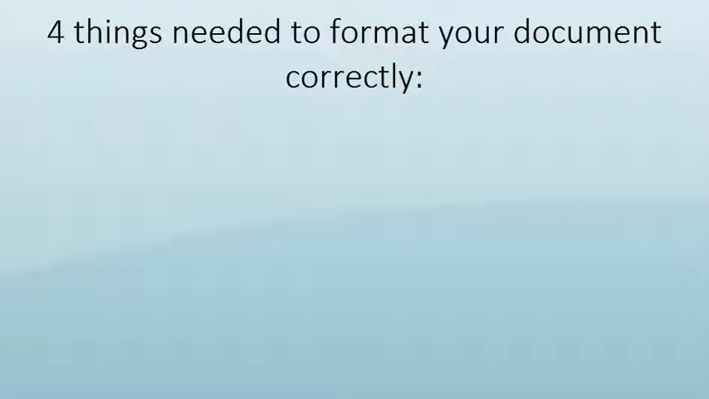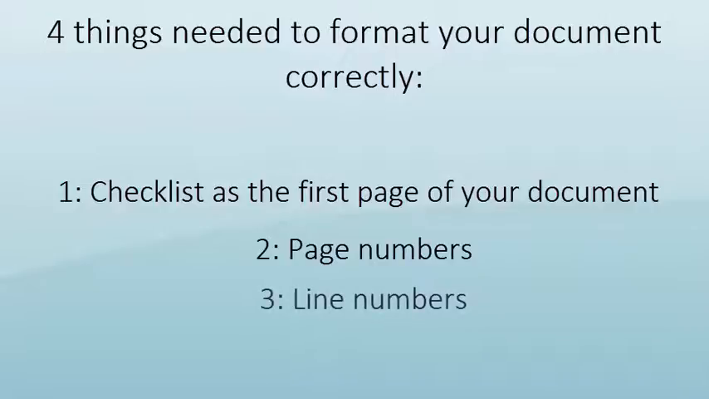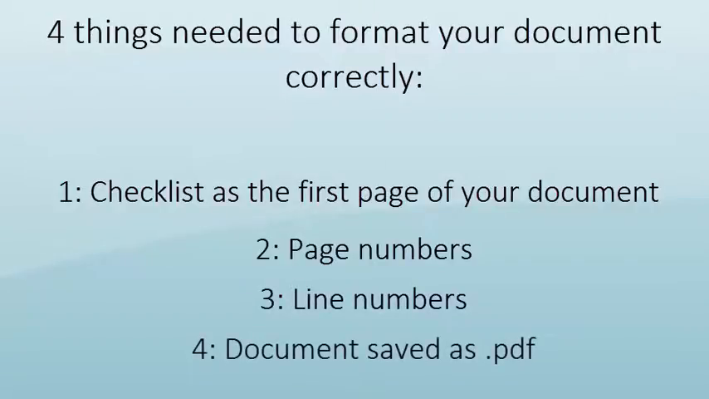So in order to format it properly for submission, you need four things. You need the checklist on the front page, you need page numbers, you need line numbers, and you need it saved as a PDF. Once you've done all of those, you'll be ready to upload it to Canvas.